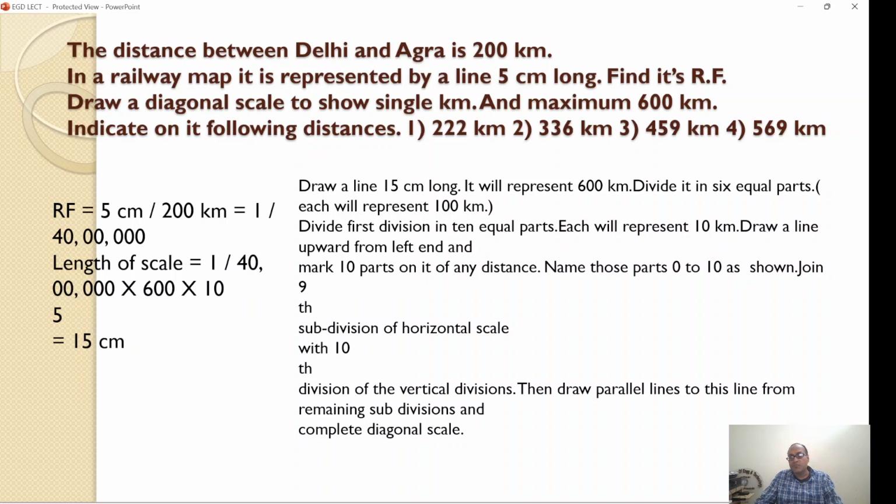Next is the length of the scale. So once you know the RF, you can easily find out the length of the scale. So RF multiplied by the maximum distance. So RF is 1 by 40,000 multiplied by, what is the maximum distance over here? It is given as 600 km. So RF multiplied by 600 km, you will get the length as 15 centimeter. So after getting the length of scale, what is the procedure to draw the scale? First of all, we have to draw a horizontal line with the help of the drafter, 15 centimeter.